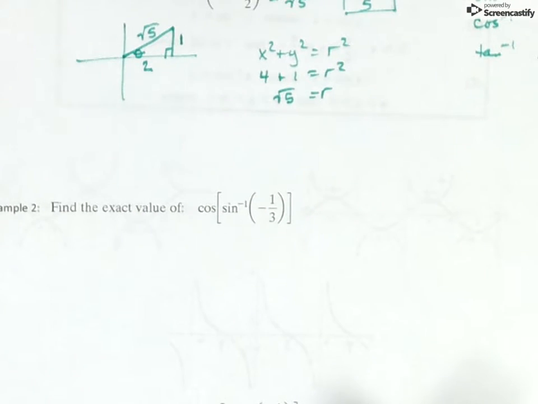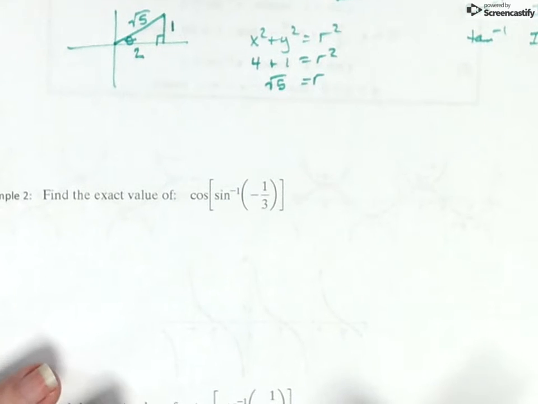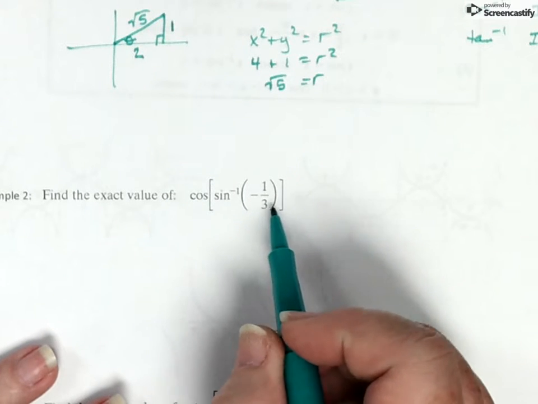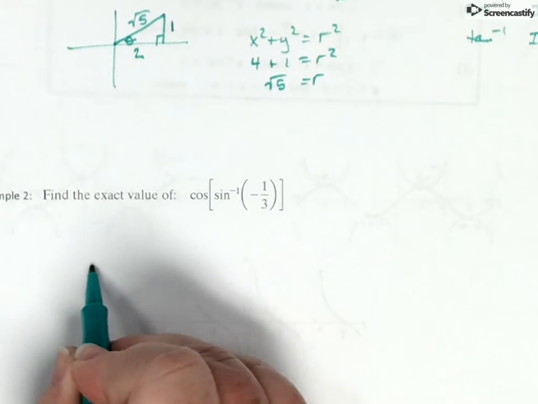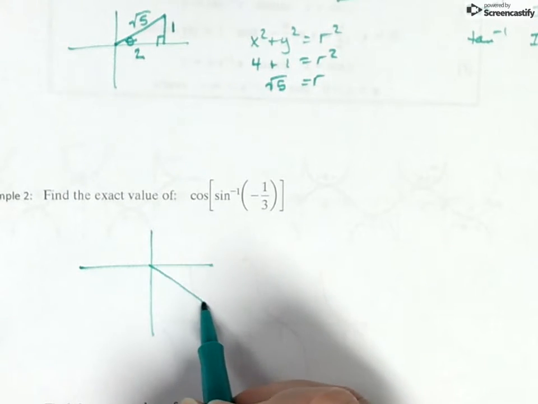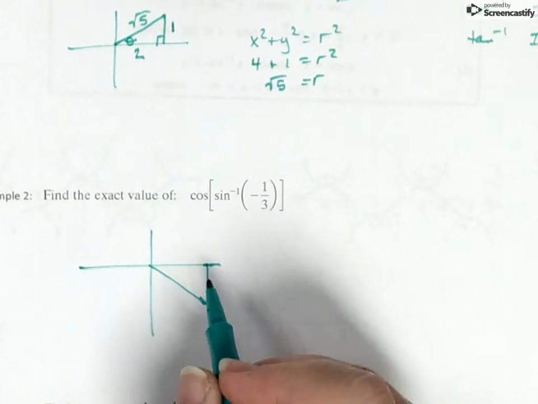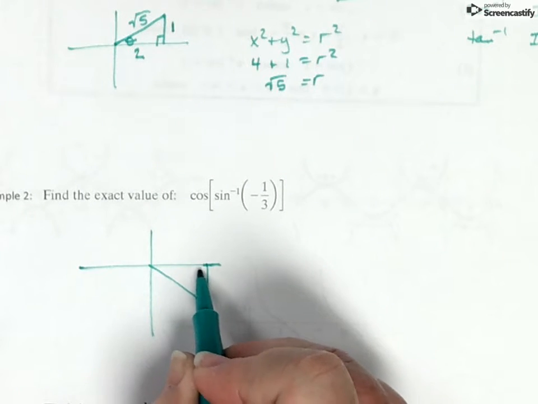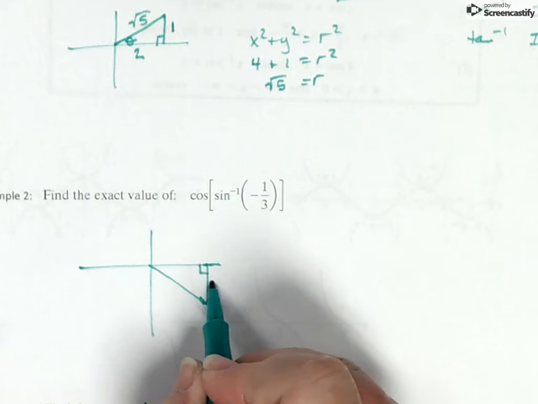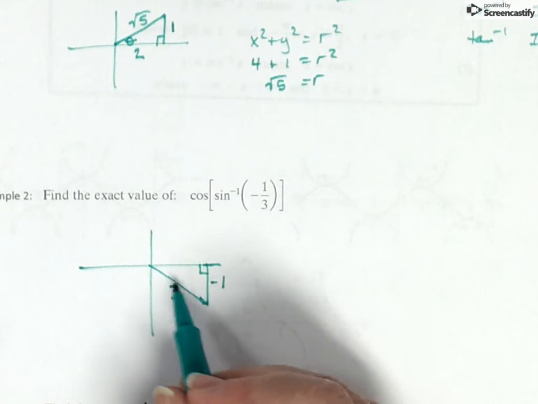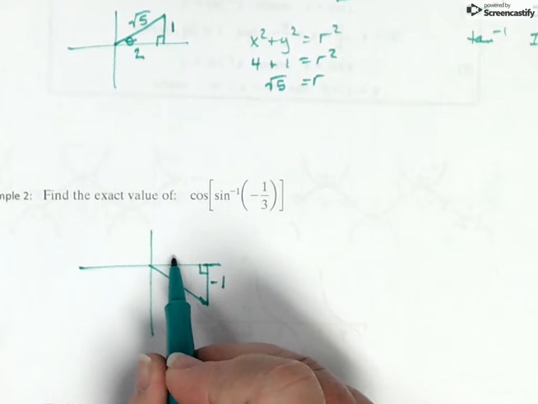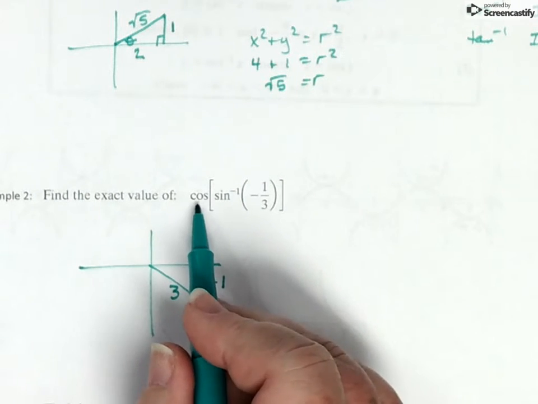All right, let's look at example 2. Find the exact value of cosine of inverse sine of -1/3. Now, in this particular problem, the sine value of -1/3 is in quadrant 4. So I'm going to draw quadrant 4, and that's going to be opposite, so -1 over hypotenuse. And remember, the negative goes with the down, and the radius is always positive. So I need this x value, this adjacent value, so that I can find the cosine.